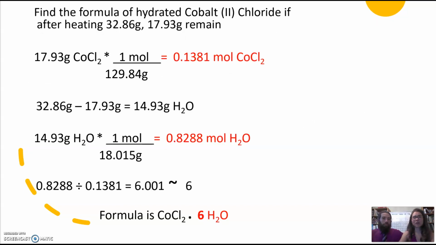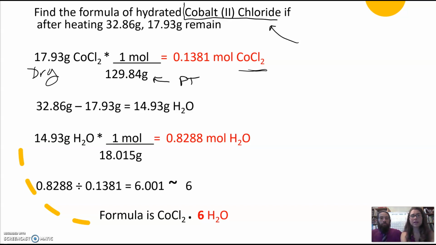So here it is all worked out. We start with our mass of our dry. Remember, this is our dry stuff. This is our anhydrous or our dehydrated. This is from the periodic table. Okay, we were told that it was cobalt 2 chloride. You need to be able to convert that into the formula of CoCl2 from your name. From that, you can use the periodic table to get the molar mass and convert to moles.